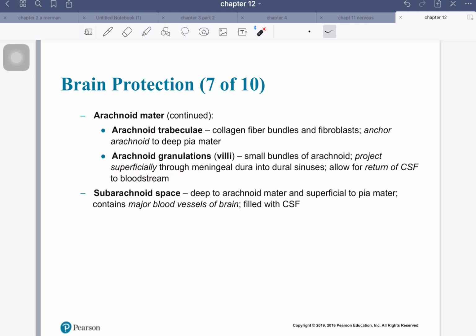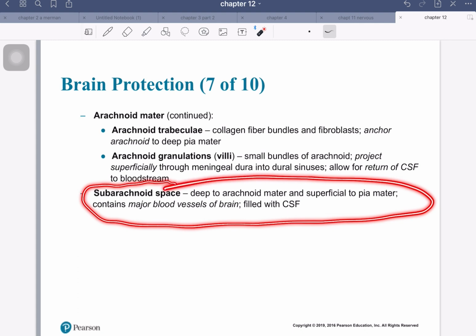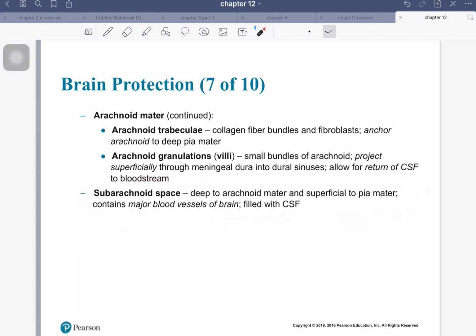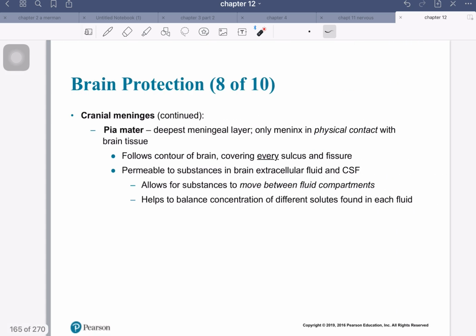Now, this is going to become important when we start talking about CSF, how it's made, where it moves to, and how the fluid gets back into the blood. It's through here that the fluid of the CSF will re-enter the bloodstream. And then I have the subarachnoid space, which basically has a lot of major blood vessels, and it's filled with CSF.